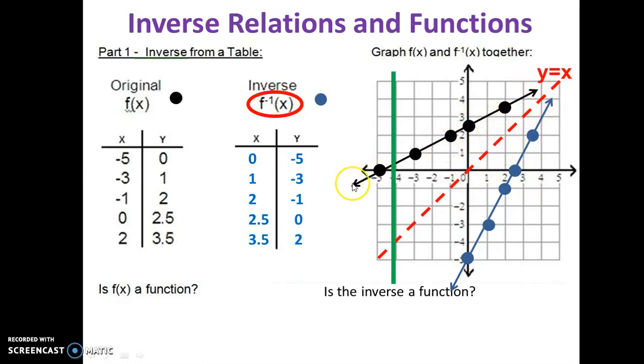All right, so that is what happens with every inverse. We've looked at all kinds of reflections, reflections over the x and y axis, but now there's reflections across this line, and that happens when you have inverses.